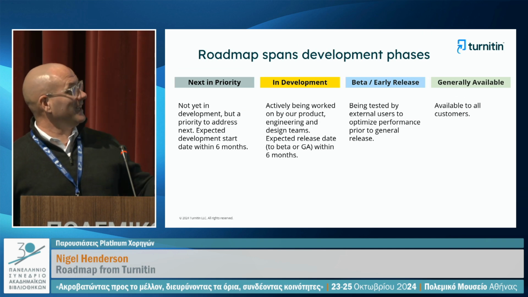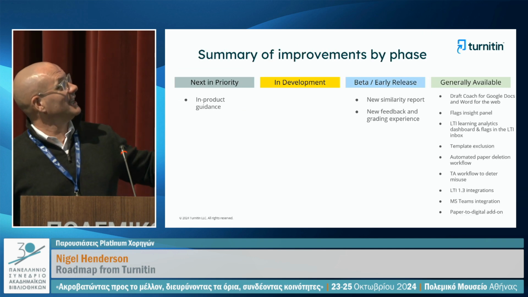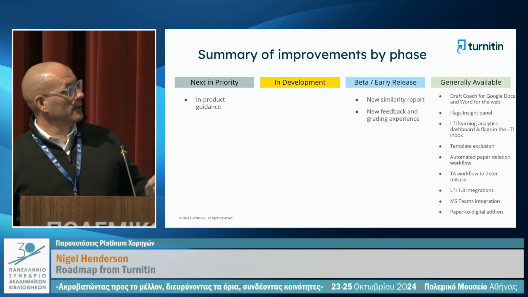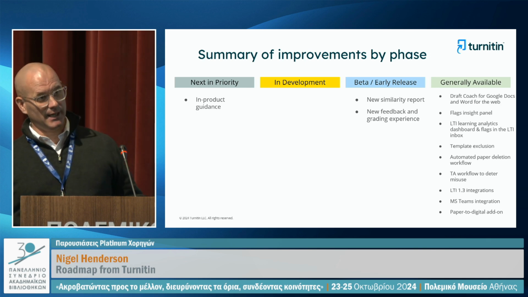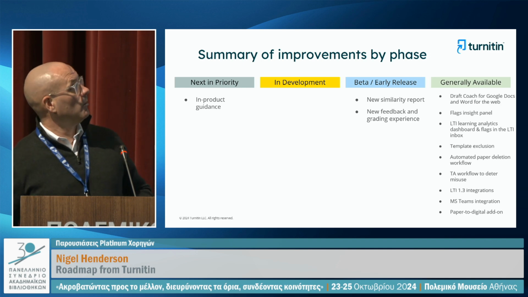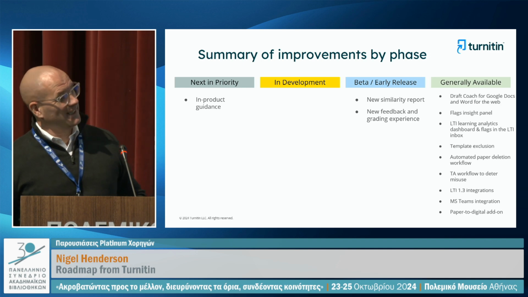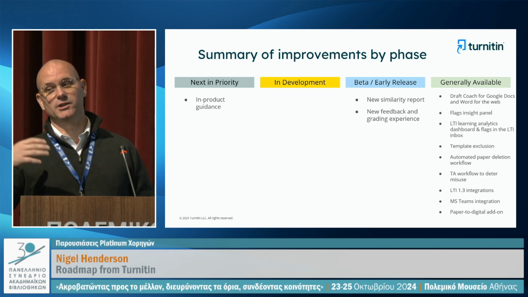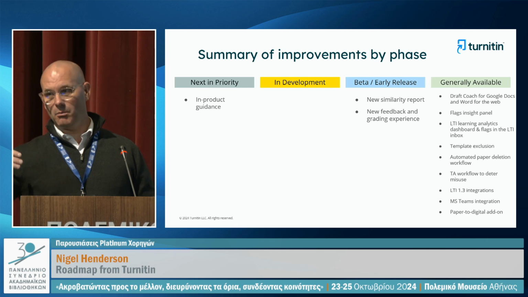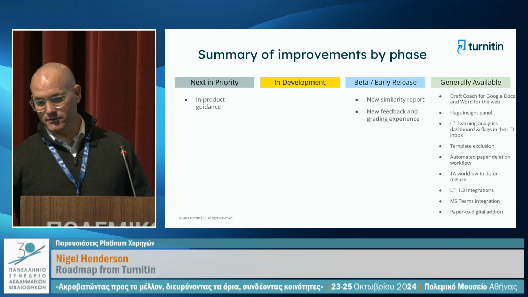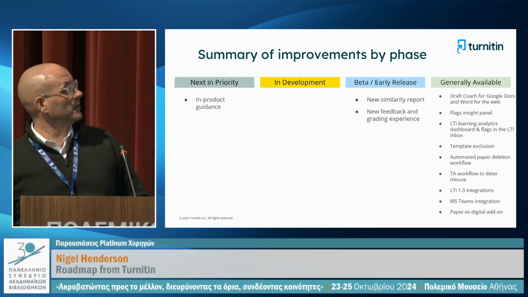I'll try and keep this really quick. So what's in development, you can see on the far right hand side there, that's what's generally available for you. In early release, we've got the new similarity report and the feedback and grading experience, which I'll touch on this afternoon. There's going to be further development, which is quite exciting for us. And next in priority is in-product guidance. So if you've got new instructors that are new to using Turnitin, there's going to be a lot more functionality in terms of being able to take them through a step-by-step guide. And if they don't know what something does, obviously they've got the in-app guidance.